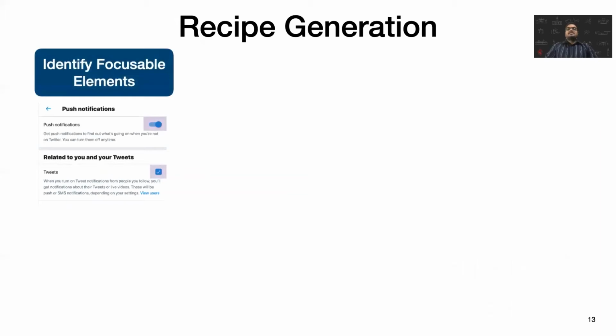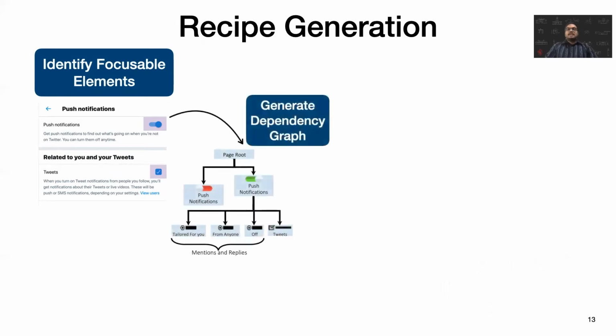Next, let's look at the recipe generator module. First, we utilize an accessibility feature called focusing to identify the elements that we can extract, that we can interact with. These include elements such as radio buttons, checkboxes, links, and buttons. Then we generate a dependency graph by dynamically interacting with each element and observing the state of the page.